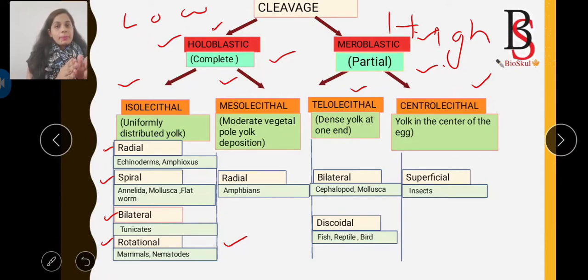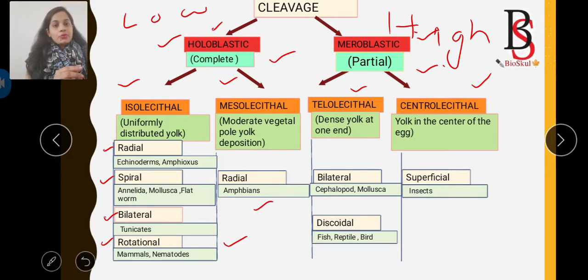Similarly, based on the pattern of cell division, the mesolecithal egg has only one type, that is radial cleavage, and that is found in amphibians. So amphibians have which type of cleavage? Amphibians have radial holoblastic cleavage.